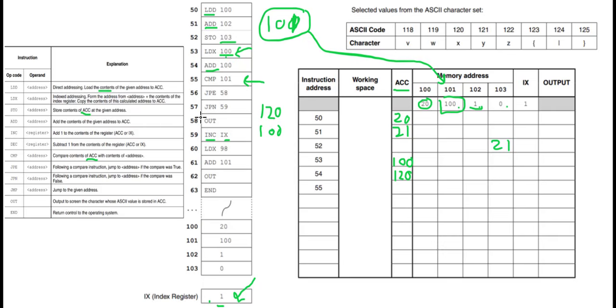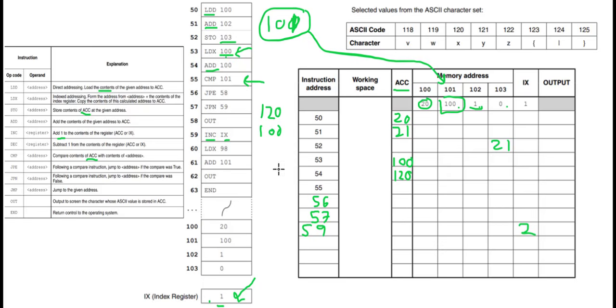Now, basically, along a journey, we've done number 56. So I'm going to write it in here. We've done 57. We haven't done 58 because it jumps to 59. So we're now on 59. And 59 says we've got to increment the contents of our index register. Now INC means always add 1. So our index register now is going to be the value 2.